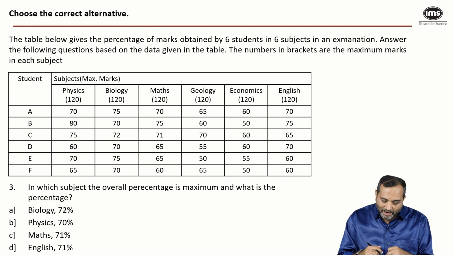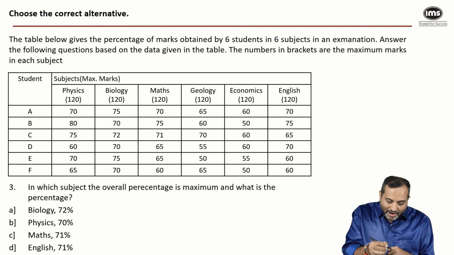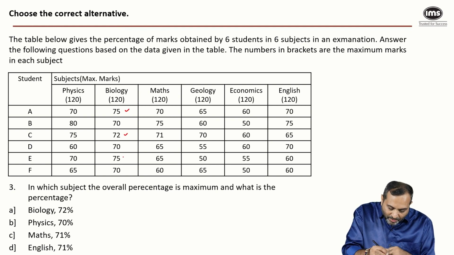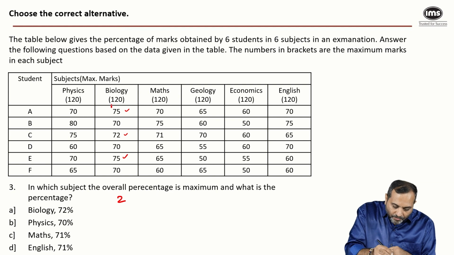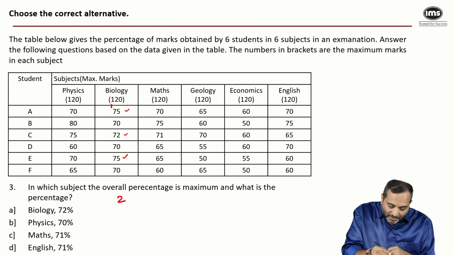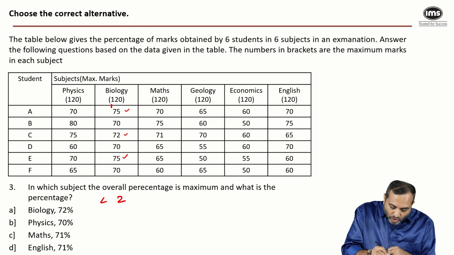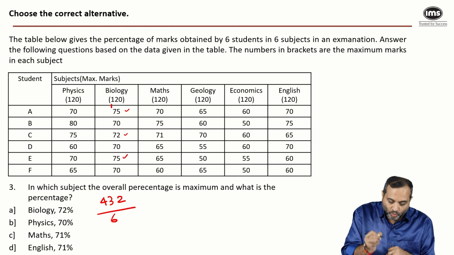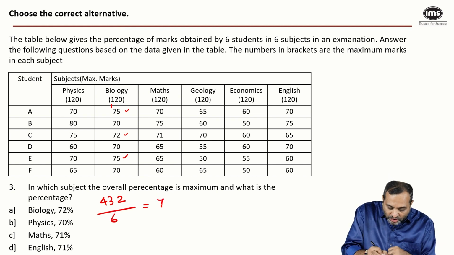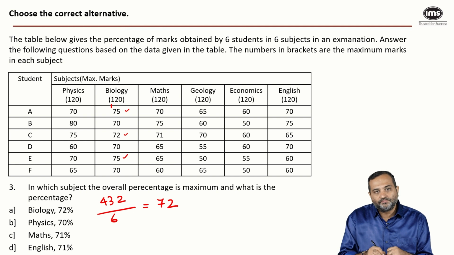So let's calculate for biology. If you do the calculation for biology, 5 plus 2, 7 plus 5, 12, 1 plus 7, 8, 8 plus 7, 15, 22, 29, 29 plus 14 is 43. So 432 by 6. What is 432 by 6? Do you see it is exactly 72?